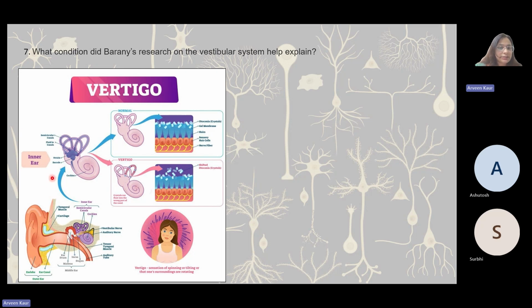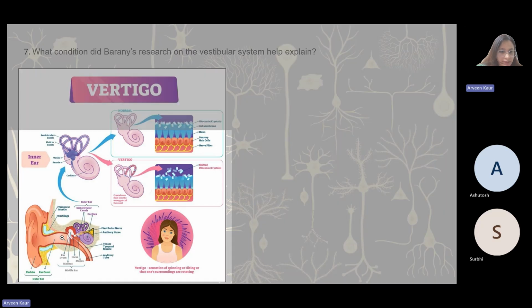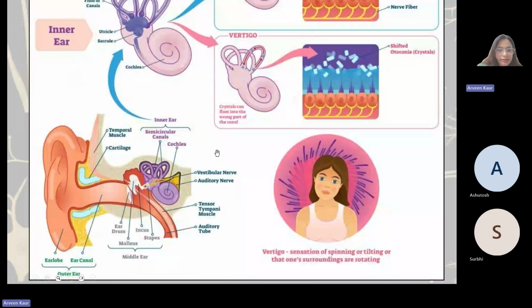Let us revise the structure of the ear first, right? So this is the ear. This is the outer ear. It has the earlobe and the ear canal, as we talked about. The middle ear has the eardrum, malleus, incus, and stapes, these three bones. And then the inner ear has a cochlea, which is responsible for the hearing portion, and semicircular canals, which are responsible for balance, right? You can see in the semicircular canal is the vestibular nerve also, and this is actually the vestibular region.